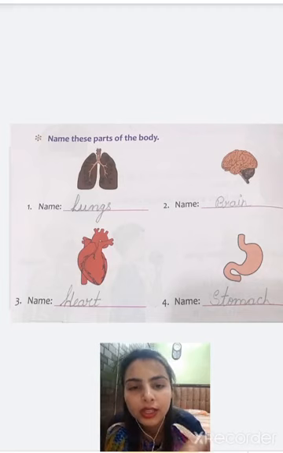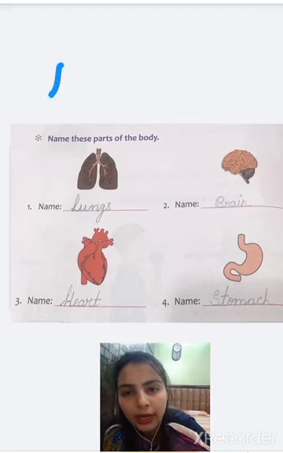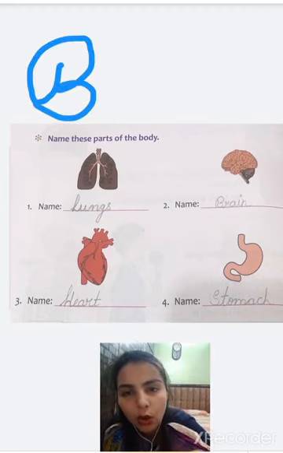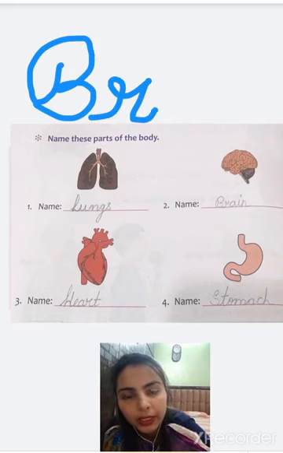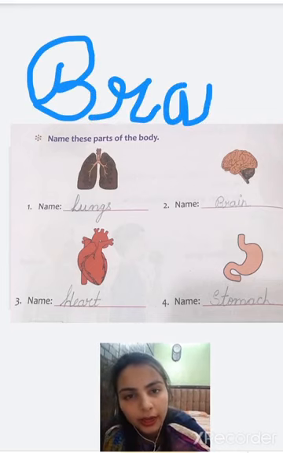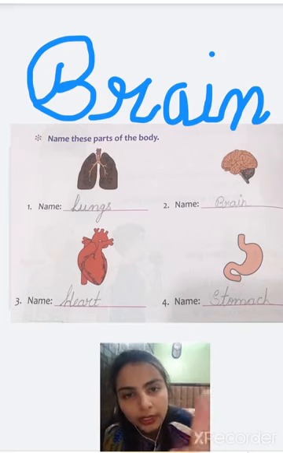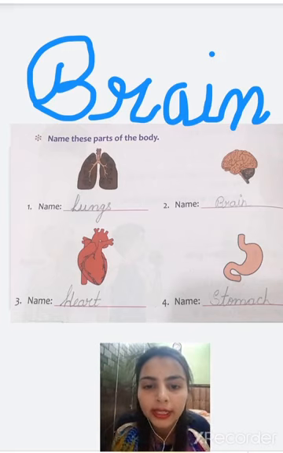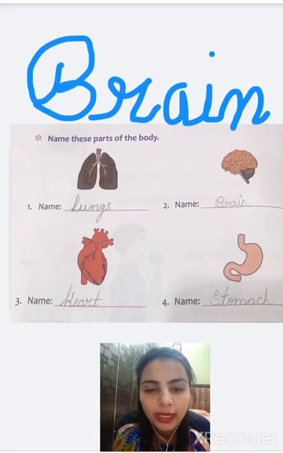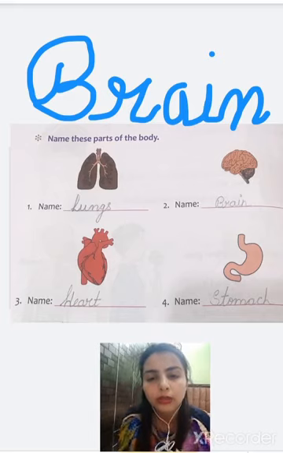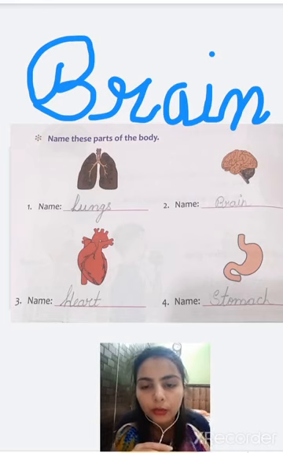The second one is brain. This is our brain. Write down the spelling of brain, B-R-A-I-N, in the second blank. Okay. Spelling of brain is B-R-A-I-N. Brain.